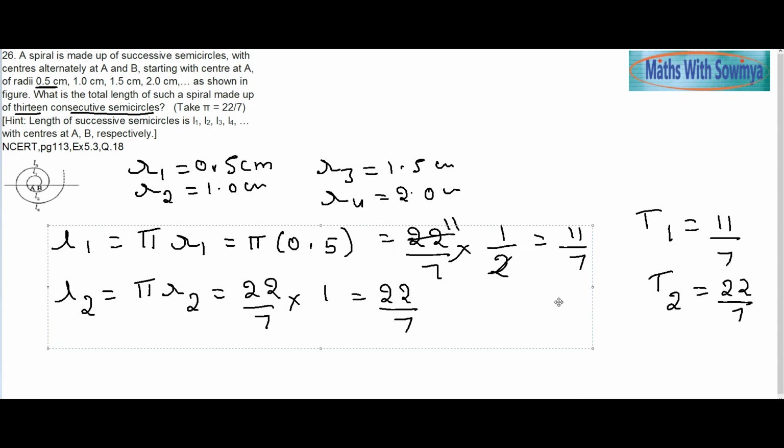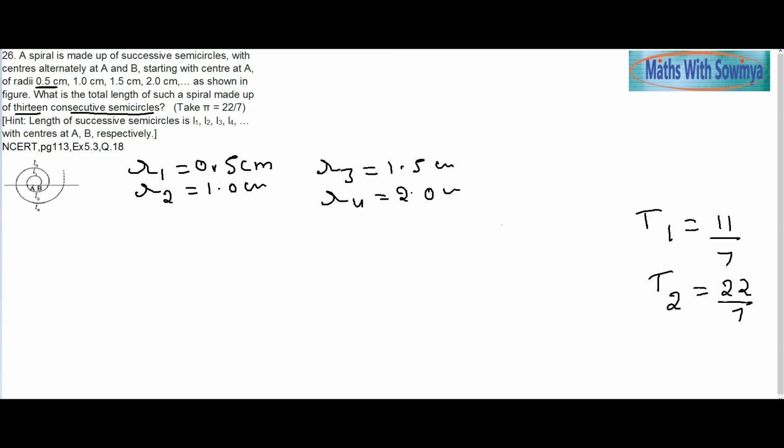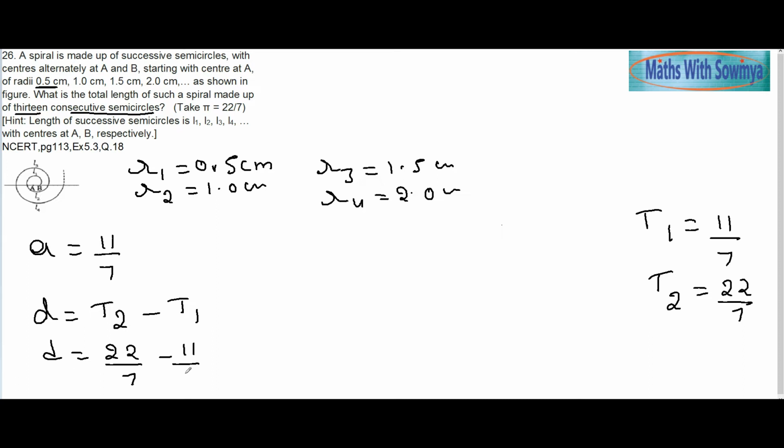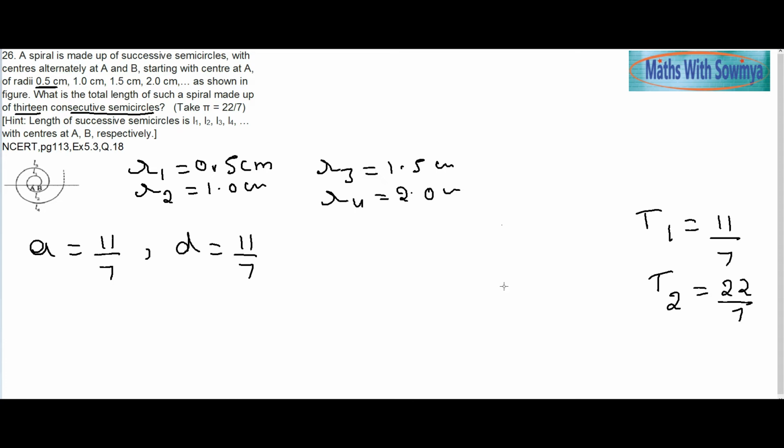D. T1 is nothing but A for me, which is 11 by 7. D is T2 minus T1, 22 by 7 minus 11 by 7. So this is also 11 by 7. D is also 11 by 7. We have to find the total length of the spiral. That means in total we have 13 semicircles, so N is equal to 13.